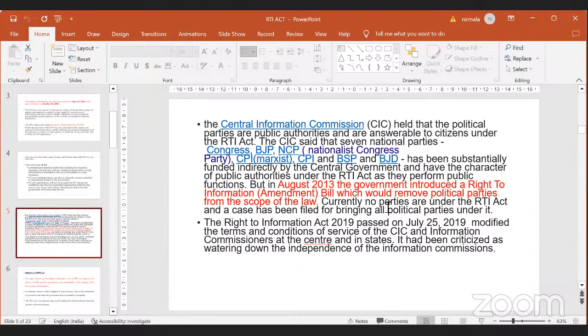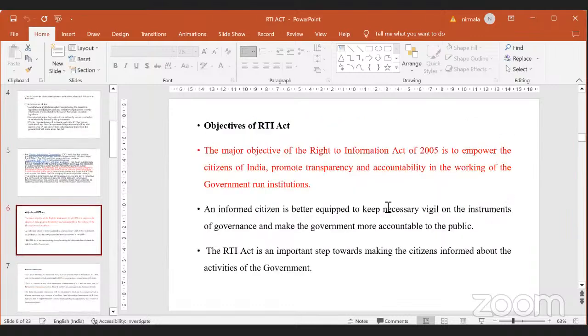And in the year 2019, the RTI Act was amended and that was passed on July 25th, 2019, that modified the terms and conditions of service of the members of the Central Information Commission and the information commissioners at the central and also at the state level. And this has been criticized for watering down the independence of the information commissions. But even though, the bill was passed.